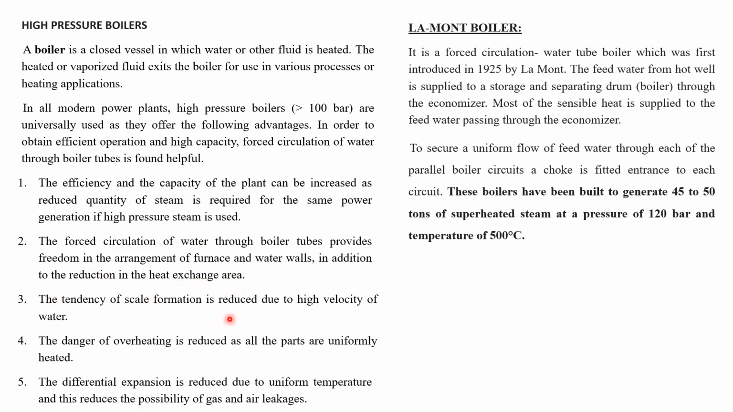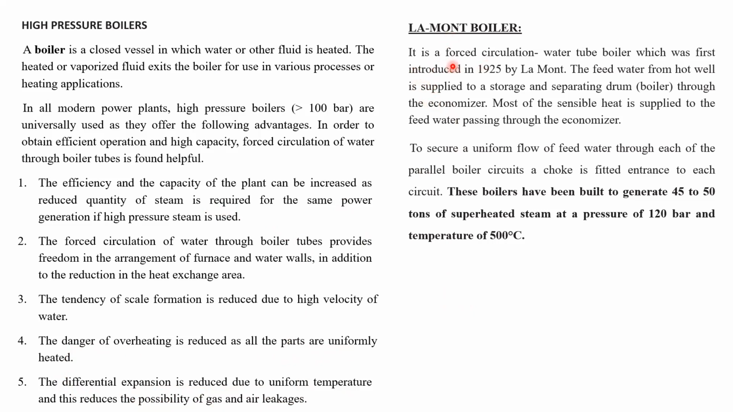The tendency of scale formation is reduced due to the high velocity of water. The danger of overheating is neglected or reduced as all the parts are uniformly heated, and the differential expansion is reduced due to the uniform temperature, and thus the possibility of gas and air leakages is reduced. So these high pressure boilers reduce the chances of leakages, with uniform heating. Then forced water circulation is again uniform circulation. Efficiency also increases, less fuel is required and less steam is required for higher capacity of generation.